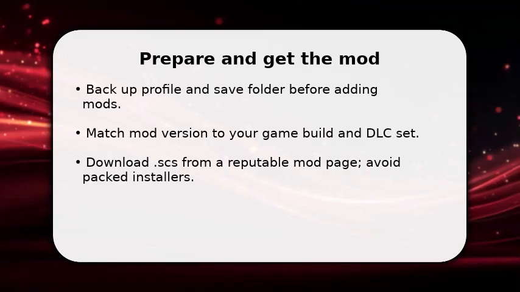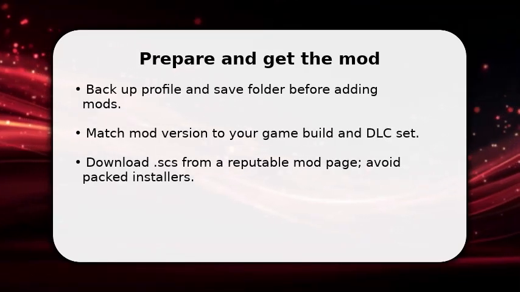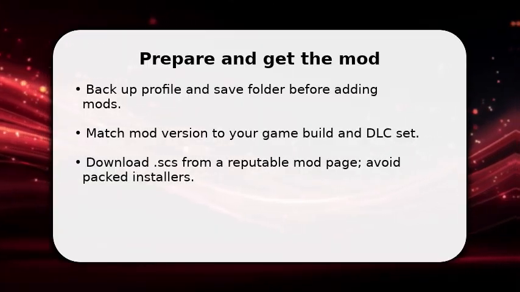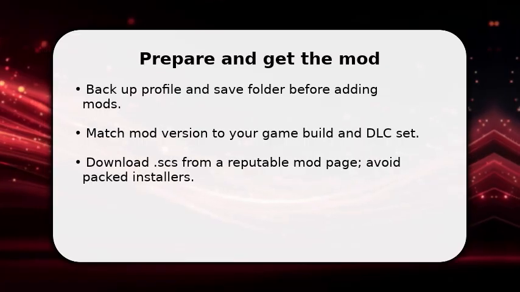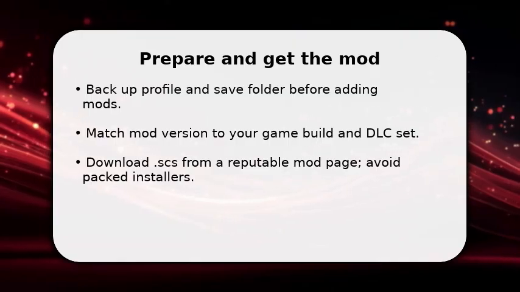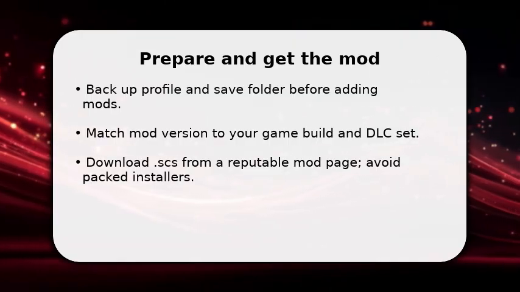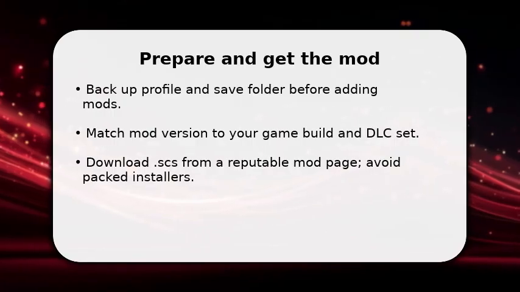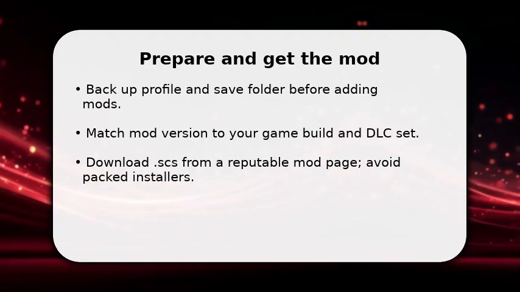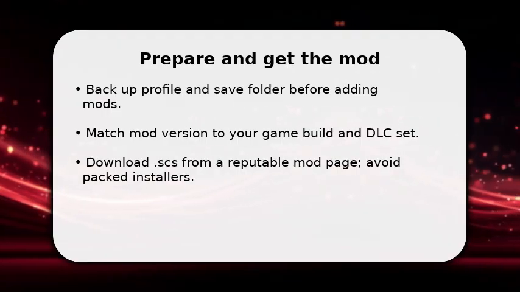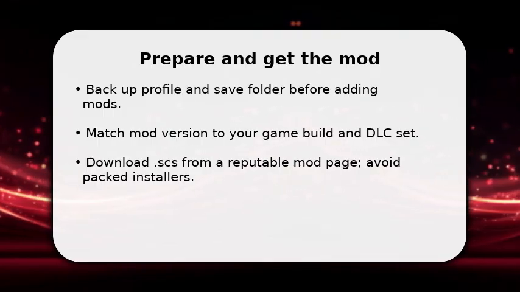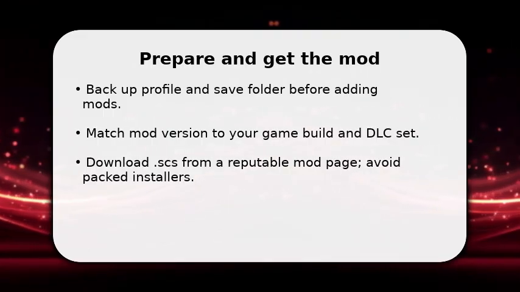Enjoy the video. You start by protecting your progress. Back up the Euro Truck Simulator 2 profile and saves. Once done, confirm the mod's version matches your game build and any required DLC because mismatches cause crashes. Next, download the mod file, usually a single SCS, from a reputable source. After download, you'll move directly to installation. Make sure the file name is clear so you can manage it later. This first step reduces risk and speeds later troubleshooting.